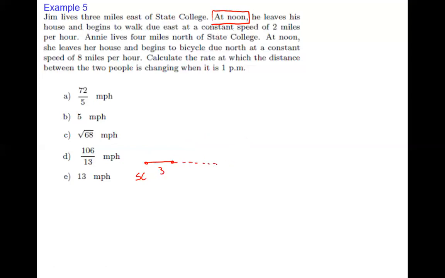And Jim starts walking. That's X. Now, she lives 4 miles away and she starts biking north at the rate, and Y will be her distance, which we know how the distance is changing, 8 miles per hour. Calculate the rate at which the distance between the two people is changing. That means dz/dt. Okay, let's see.